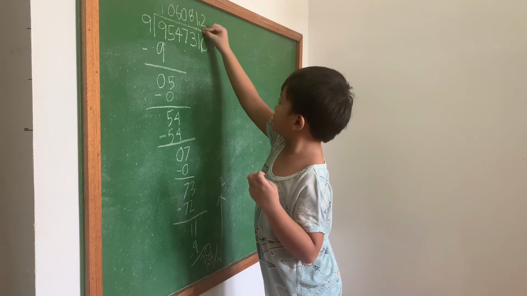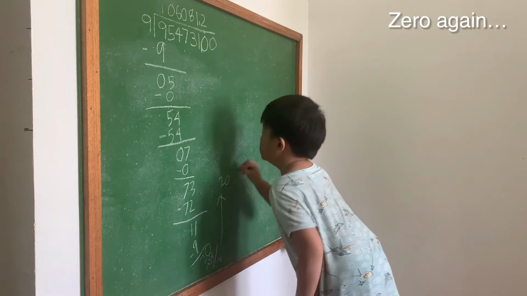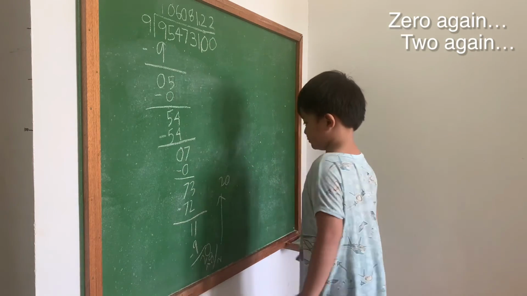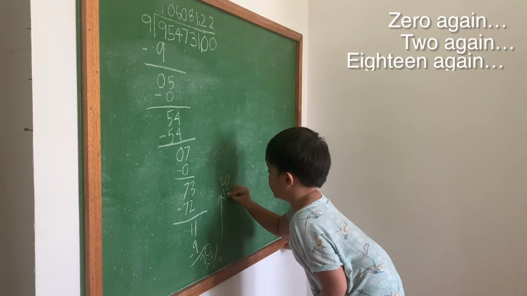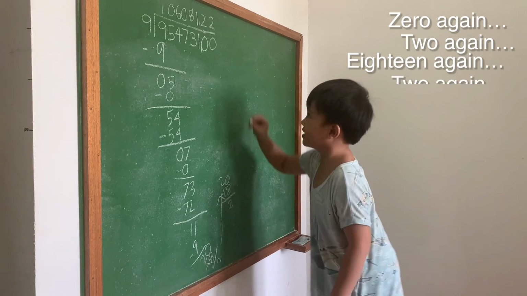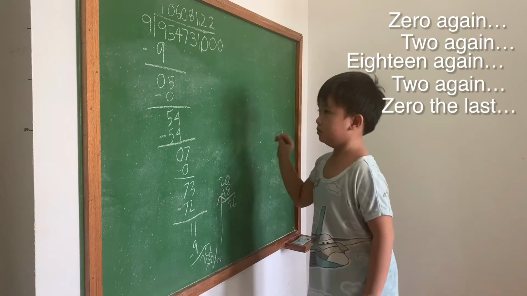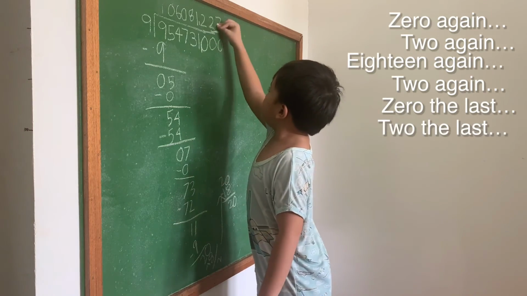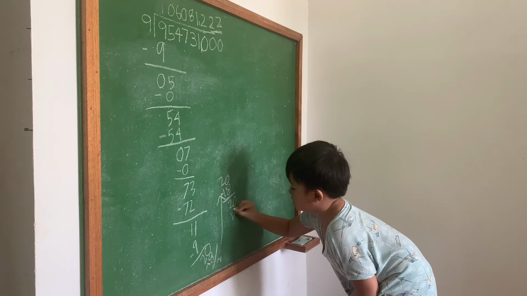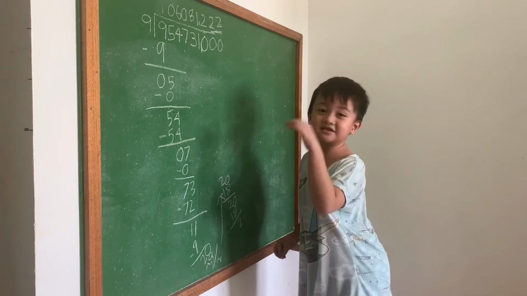Now 0 again. 2 again. 18 again. 2 again. 0 the last. 2 the last. 2 times 9 equals 18. Equals 2. That's the answer.